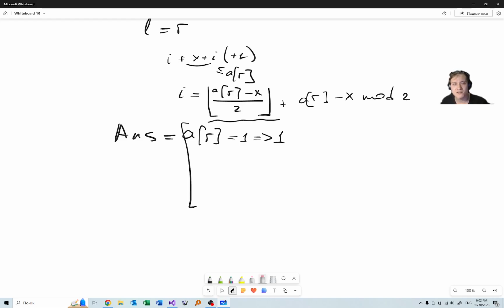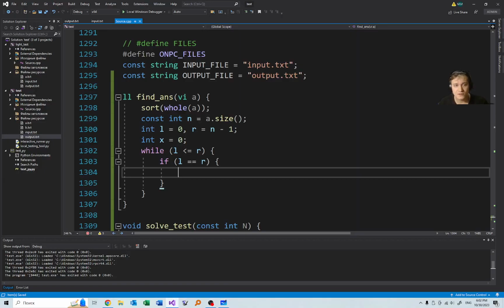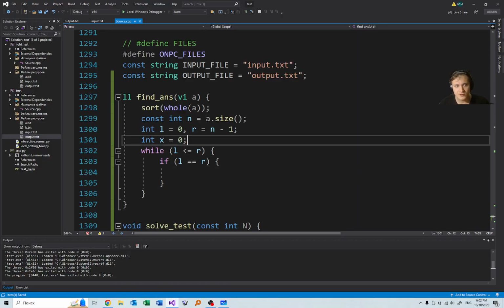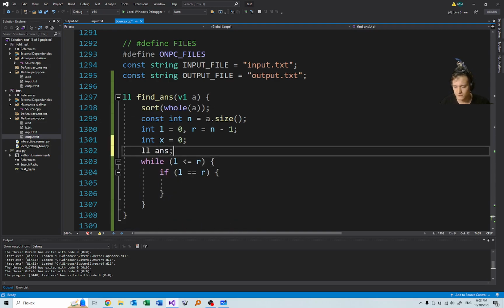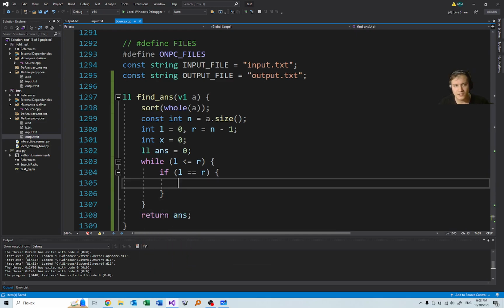It seems that it is simply this number. So we have AR minus X plus 1. Fine. So if L equals R, we also have an answer, which we will return. So if L equals R, we say that ans plus equals.